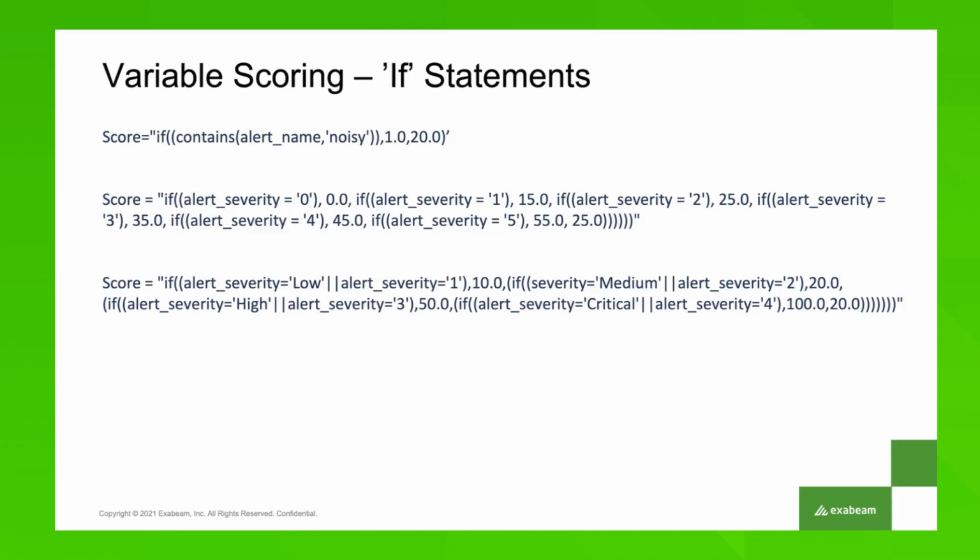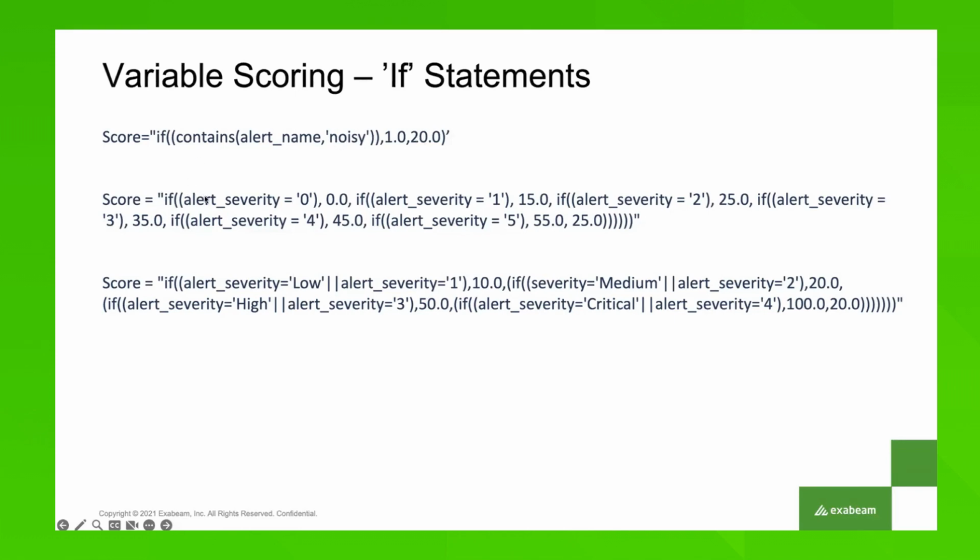For the first example, we will be using a contains function. Contains is a commonly used function in rule expressions where it will look for, in this case, the field alert name and compare the string noisy to see if this string exists in this field. If this evaluates true, we will assign a score of 1. Otherwise, we're going to give it the usual score of 20.